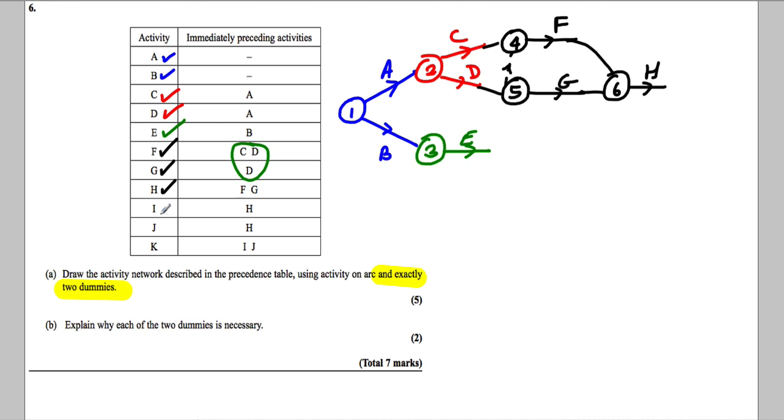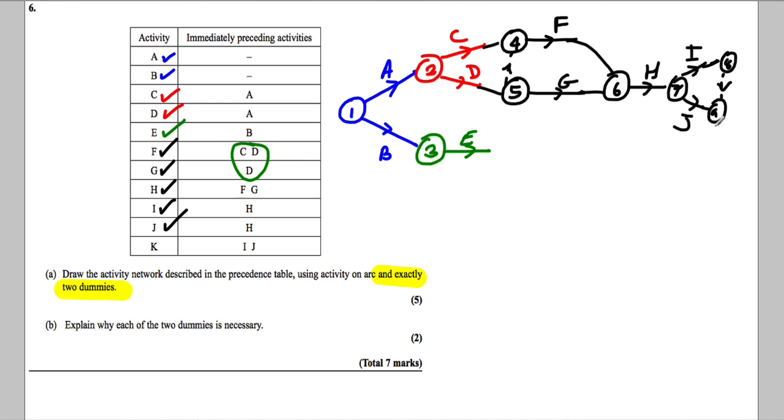So done. I depends on H and J depends on H. So I can close that off at 7 and have an I coming out of it and a J coming out of it. Done. And K depends on I and J. Now, if I close these off at the same point, they started together, so that's not good enough. So I'm going to close that off at 8, close it off at 9, and I'm going to have a dummy coming down here so that K can depend on I and J.